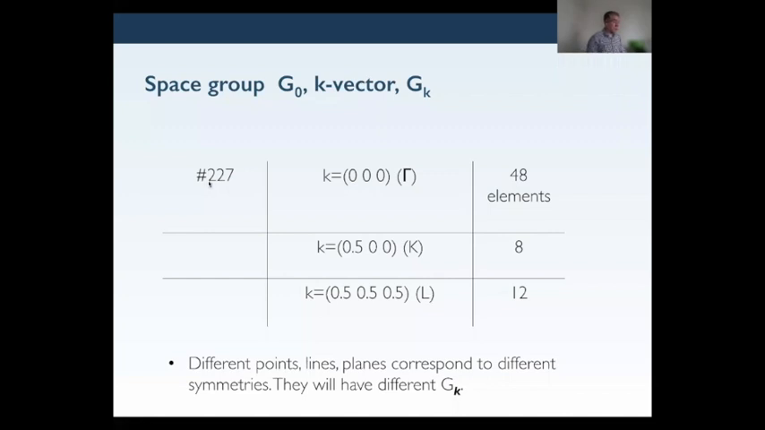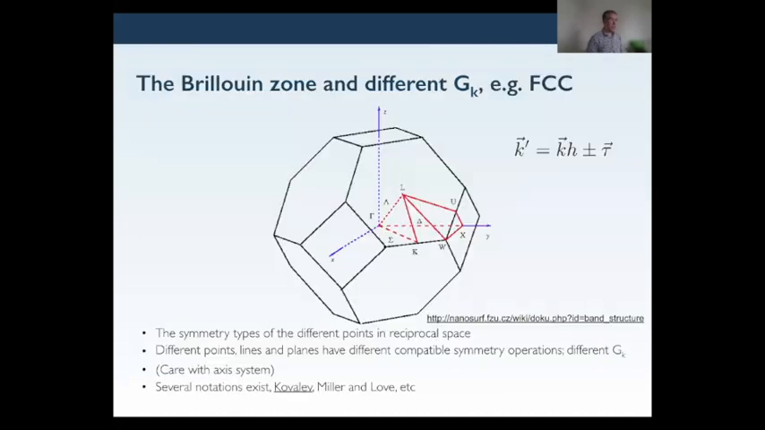If we take the example of space group 227, k equals 0, we have 48 symmetry operations. This corresponds to the gamma point in the Brillouin zone. If we go to the k point (½, 0, 0), we see that there are only 8 symmetry operations that are compatible with that k vector, that leave it unchanged with respect to a reciprocal lattice translation. So we see that the different points, lines, and planes in the Brillouin zone will have different rotational symmetry operations h that leave that propagation vector invariant. There's various notations that exist in the literature, but I'll be using principally that of Kovalev and Kovalev's tables.